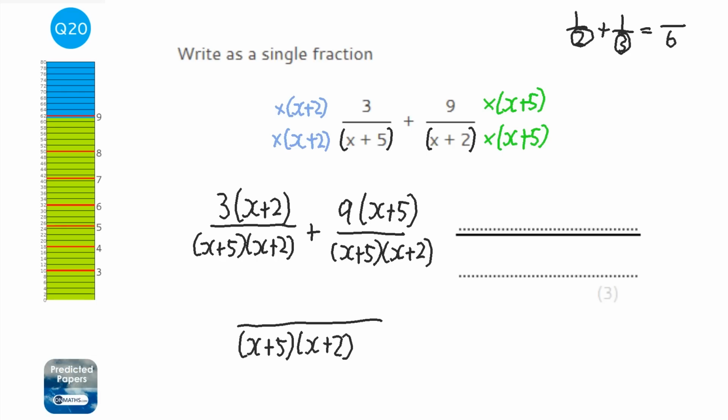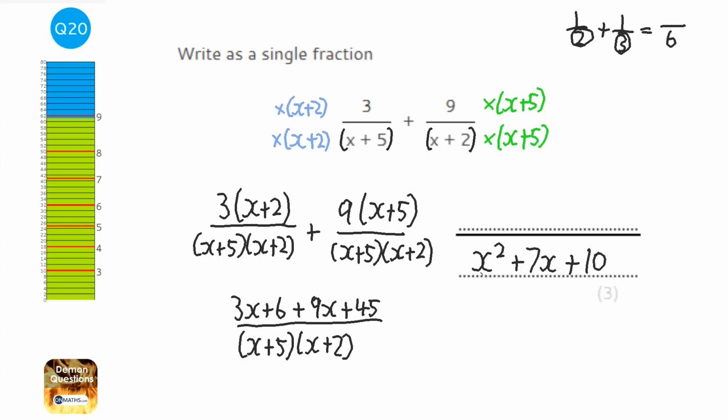Now I'm going to expand the brackets at the top, so 3x plus 6 plus 9x plus 45. Okay, now I need to collect the like terms at the top, and I'm just going to put this into my answer box. Now, it might need it expanded, so I'm going to expand the bottom as well. So the bottom will be x squared plus 7x plus 10.